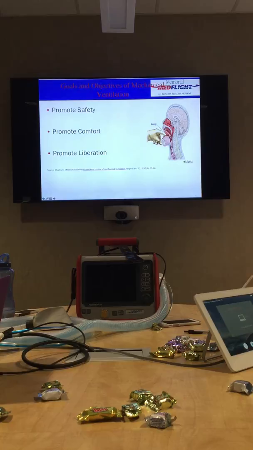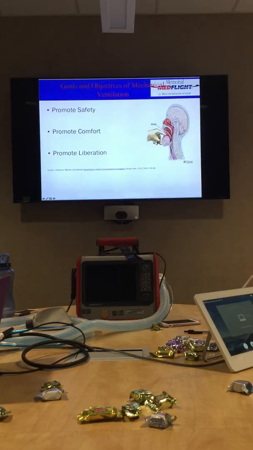We want to promote comfort. We want the vent to do the work for the patient. We don't want to make their work of breathing worse. We want to work on synchrony. So if we're synchronizing with their ventilation, we're making their work of breathing a lot less. They're not having to work against the vent.